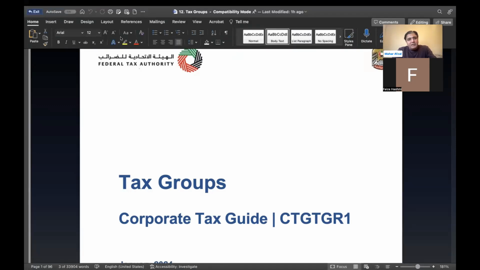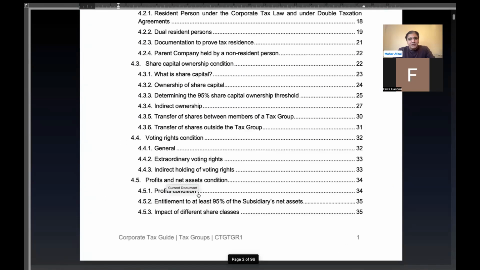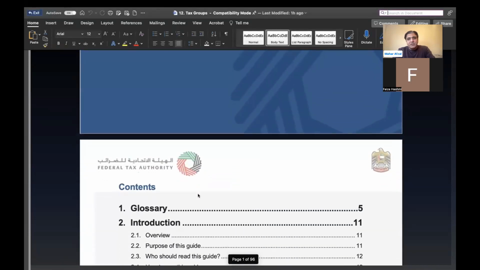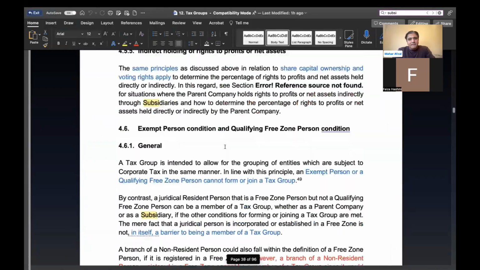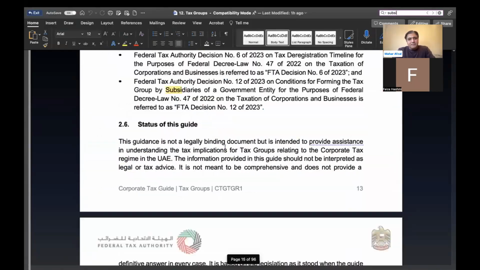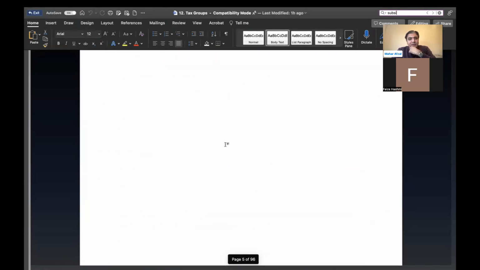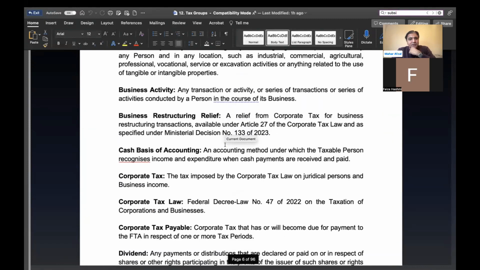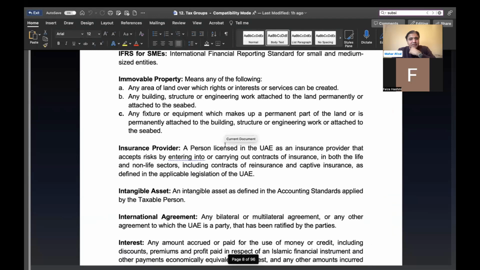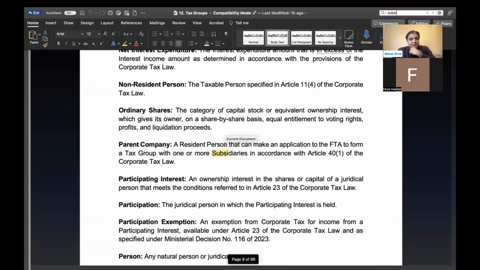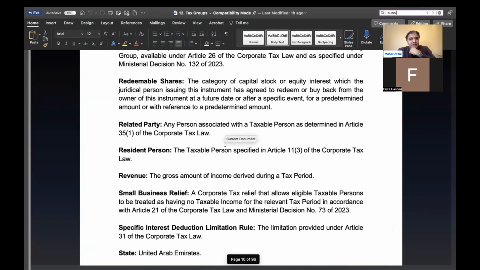Let me go through the subsidiary definition. Might be they have defined it in the subsidiary definition as well. If they have given that subsidiary means 95% shareholder, then you are correct. If it has been defined in the law that the subsidiary means 95% shareholding at least, then you are right.